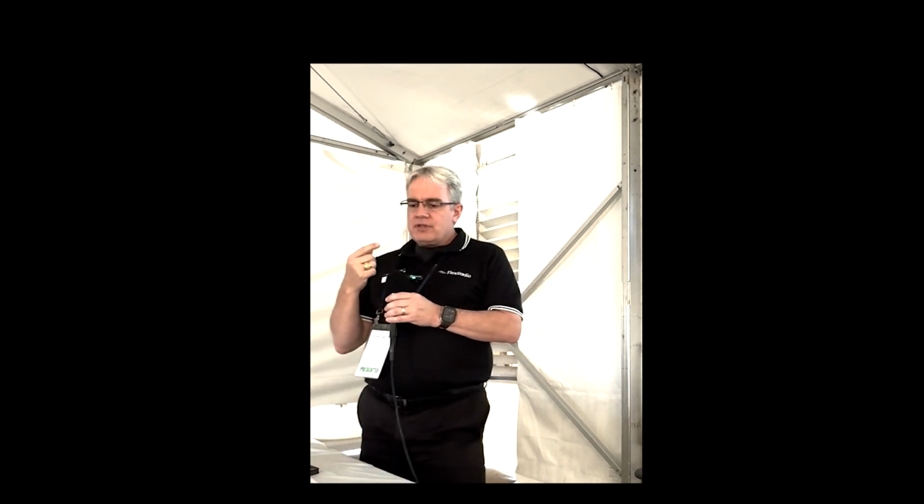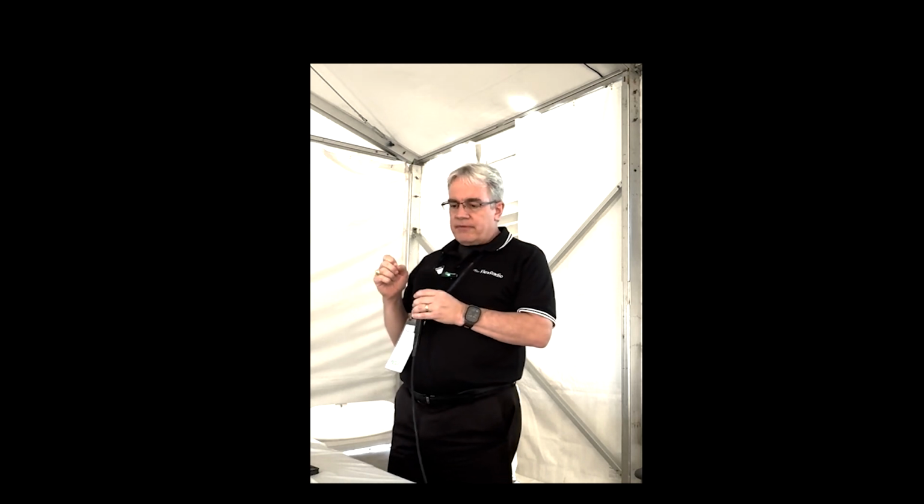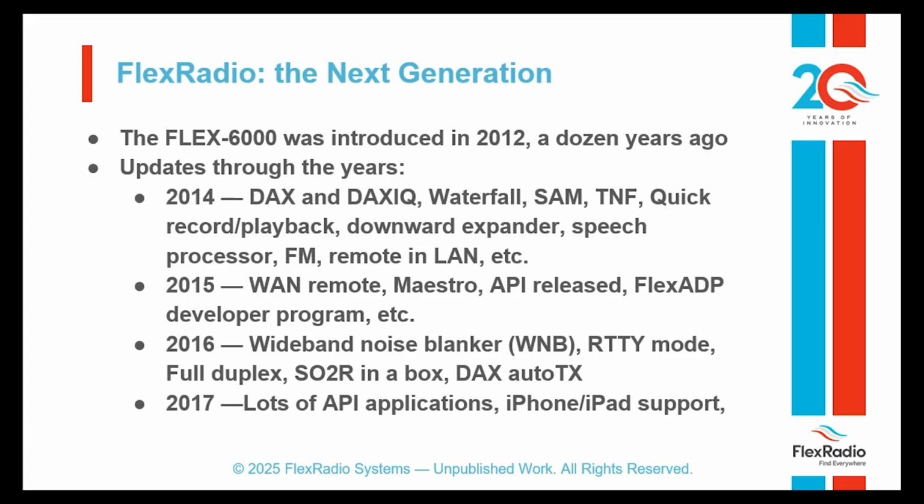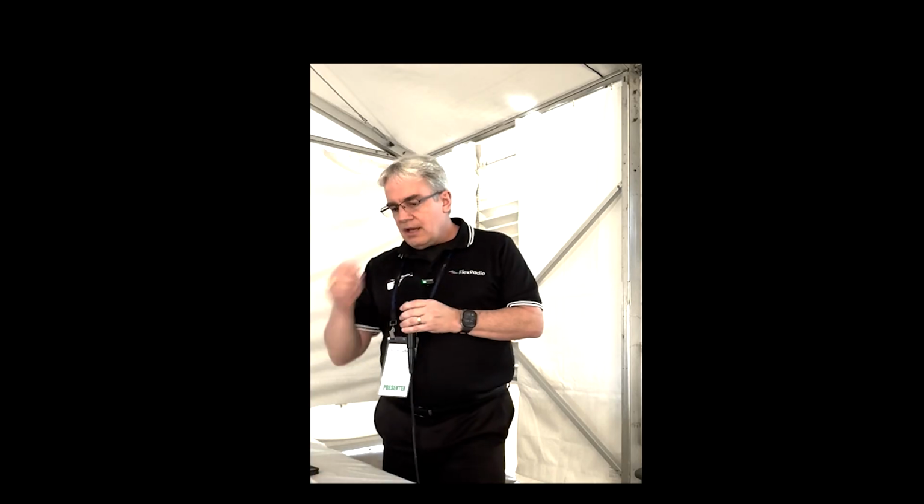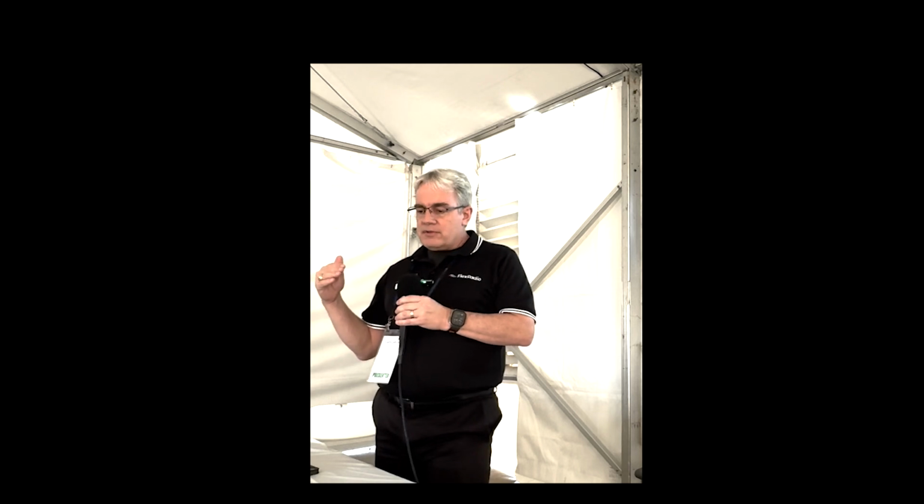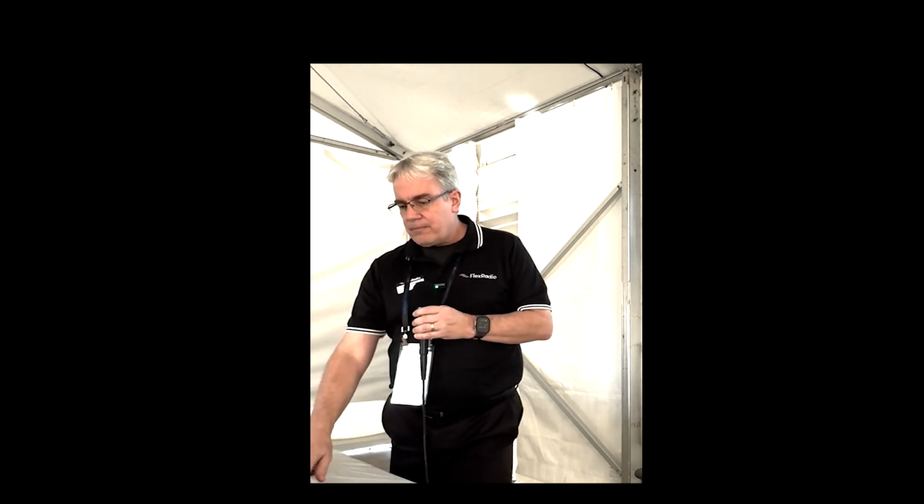So this is a note to tell you, like in 2012 when we first introduced the Flex 6000, it didn't have any of these features that I'm going to talk about, but all these were added in software later. You didn't have to buy any extra hardware to get them. So we added the DACs, we added waterfall, synchronous AM, tracking notch filter, quick record playback, downward expander, speech processor, FM remote and LAN. That was in the second year after it was introduced. Then we did WAN remote, Maestro, API release. So you go down this list. I'm not going to bore you with the whole list, but we added feature after feature every year. And so this is kind of what we do, what we're invested in.